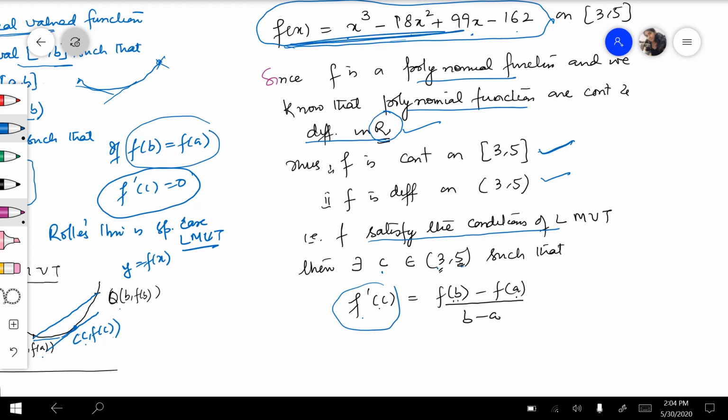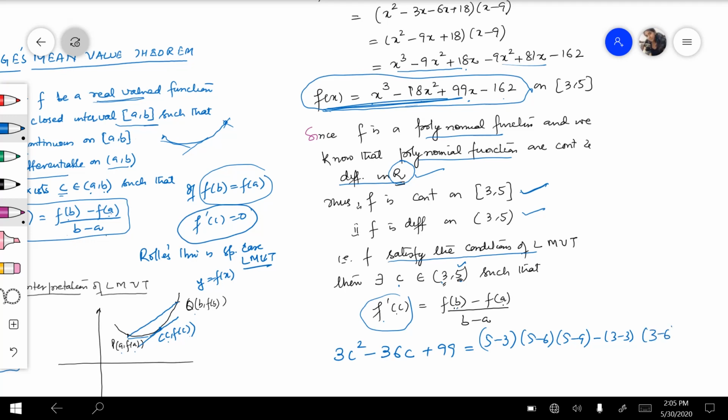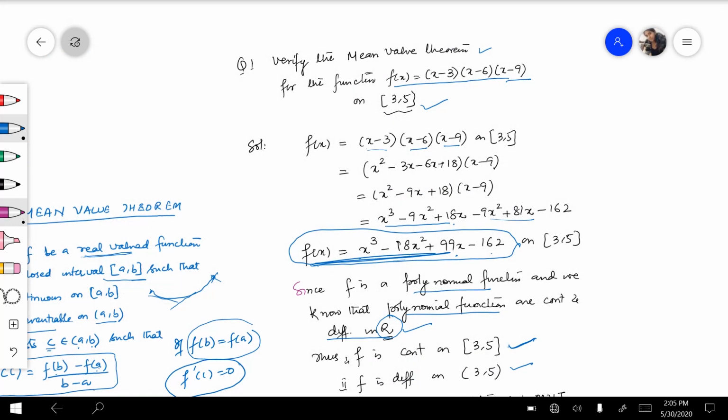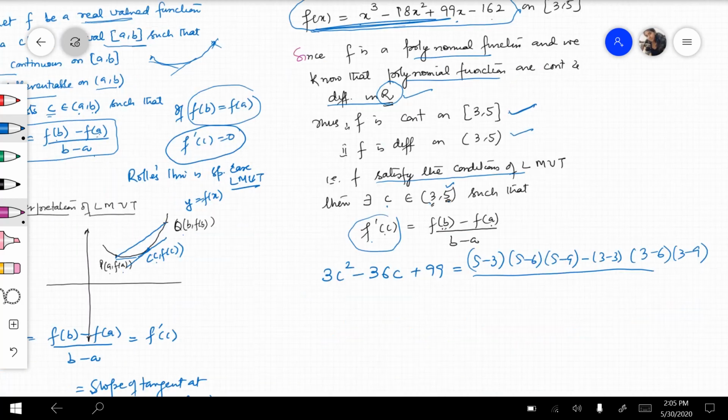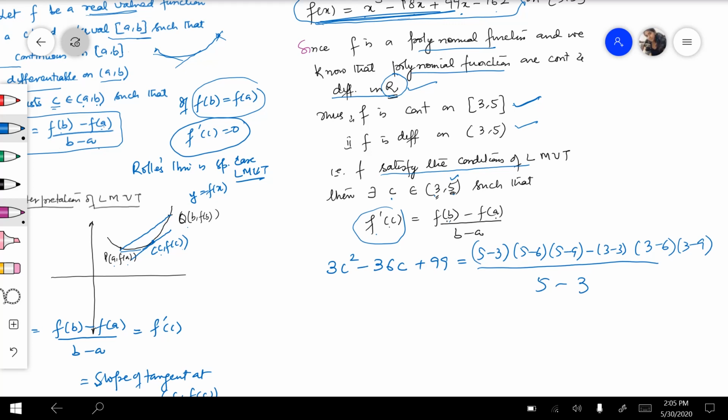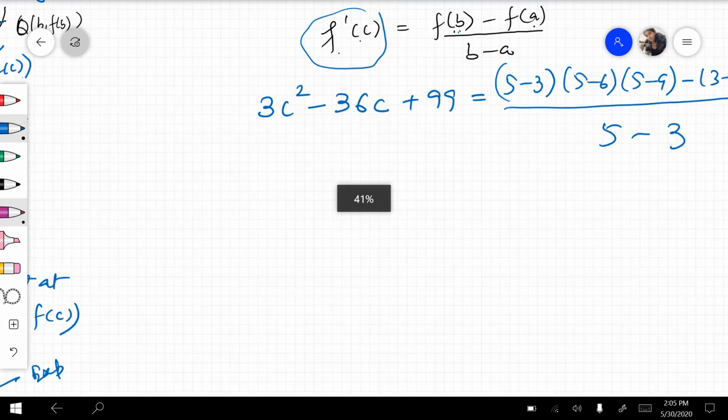तो उसका डिफरेंशिएशन क्या आ जाएगा आपके पास, 3c square minus 36c plus 99 is equal to f(b)। b हमारे पास क्या है, 5, तो it is 5 minus 3 into 5 minus 6 into 5 minus 9 minus 3 minus 3 into 3 minus 6 into 3 minus 9, क्योंकि ओरिजिनली तो आपके पास फंक्शन जो था, that was (x minus 3) into (x minus 6) into (x minus 9)। पहले मैंने x की जगह पर 5 पुट किया फिर 3 पुट किया, तो मेरे पास ये एक्सप्रेशन आ गया divided by 5 minus 3.